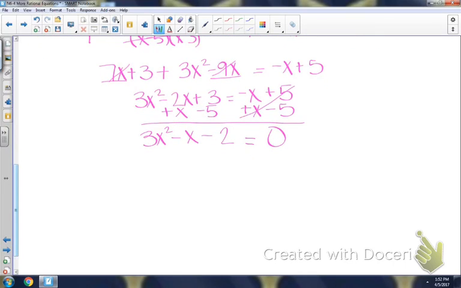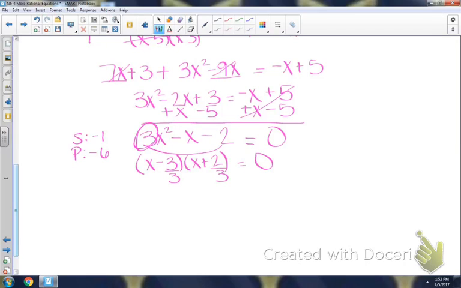So we have a trinomial. We need to factor it. Sum would be negative 1. Product would be negative 6. So that would be a negative 3 and a positive 2. But you're not finished because we have that 3. We have to use the swing method. So divide by 3. Reduce before you swing. So that would be x minus 1. And then 3x plus 2.